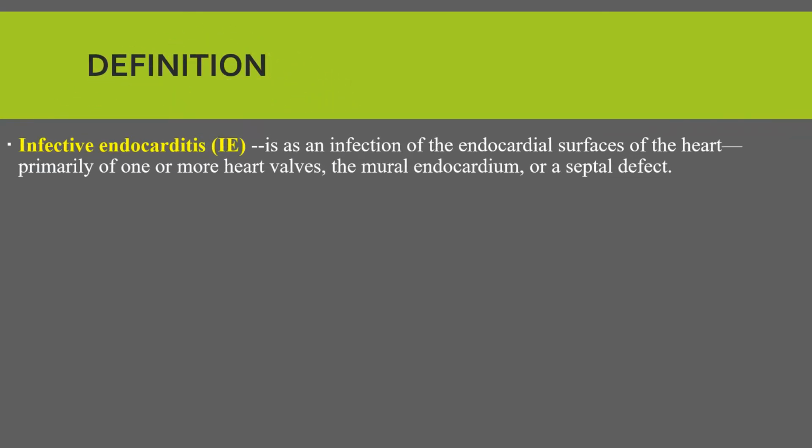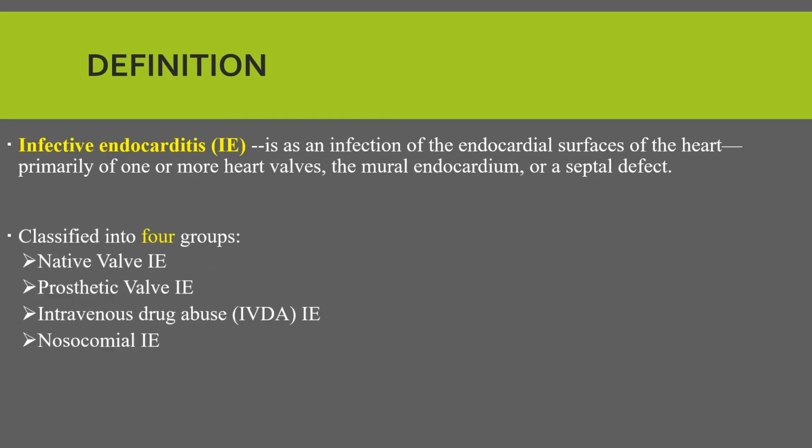Infective endocarditis is an infection of the endocardial surface of the heart, primarily of one or more heart valves, the mural endocardium, and also septal defects. Infective endocarditis can be classified into four groups: native valve infective endocarditis, prosthetic valve infective endocarditis, intravenous drug abuse infective endocarditis, and also nosocomial infective endocarditis.